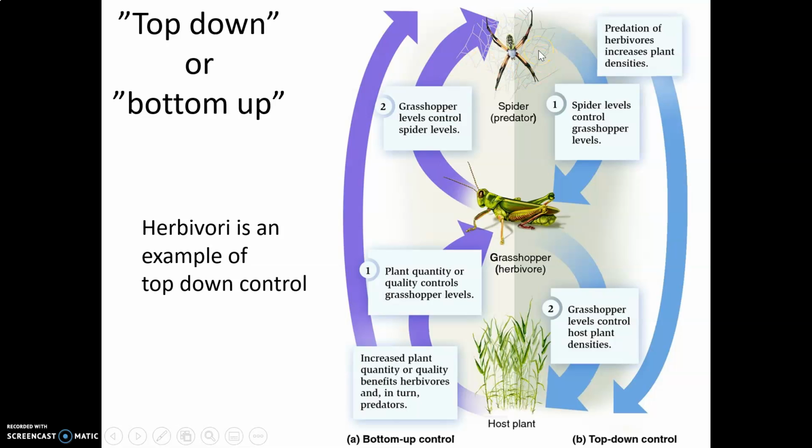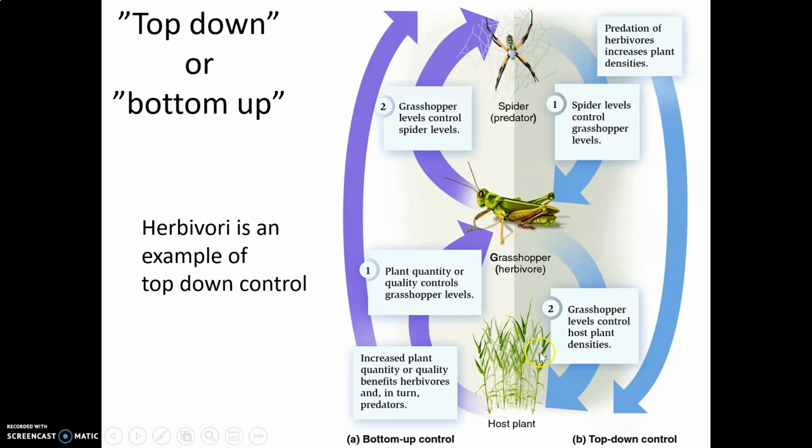And if we then take a look at the size of the grasshopper population, then it could be controlled from the bottom of the food chain. If what limits the population size is availability of the food that it eats, then it's bottom-up controlled. If it's controlled by the spider population, by how many of them are being eaten, then it would instead be top-down controlled.